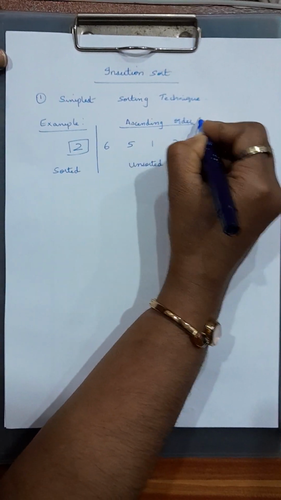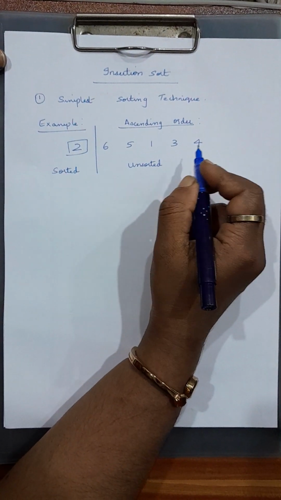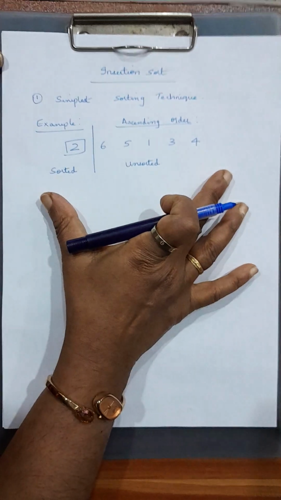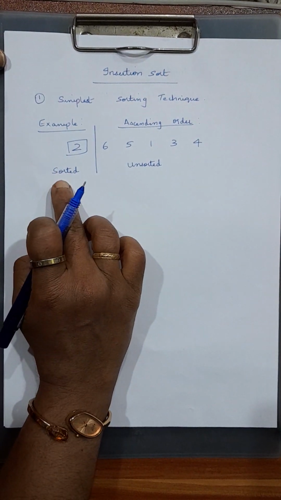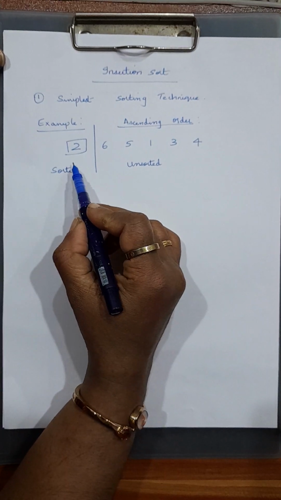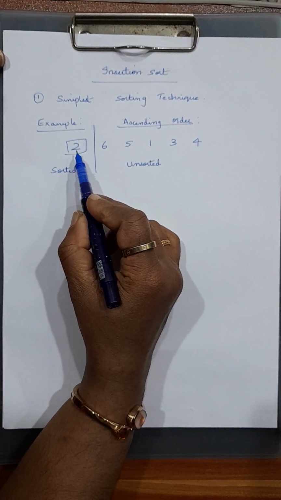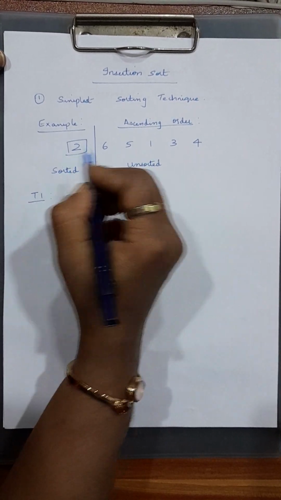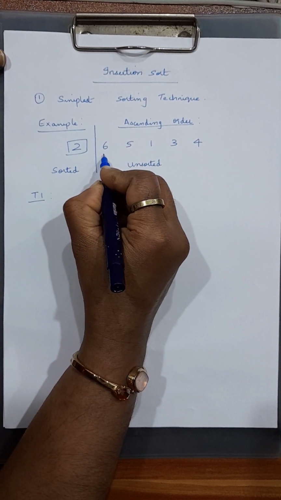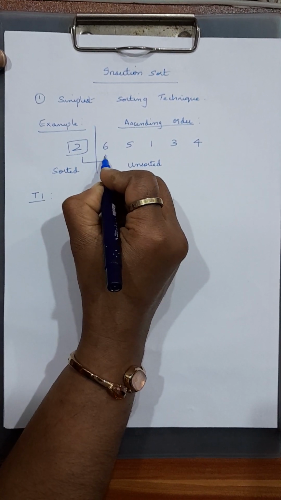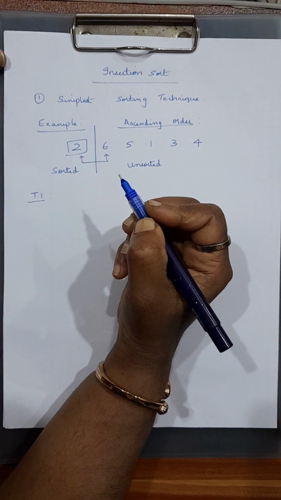So I have to finally get the order as 1, 2, 3, 4, 5 and 6. Okay, so before iteration, we are going to divide the list into two halves. The first half will have the sorted elements. Second half will have the unsorted elements. So the first element is assumed to be sorted. So my first iteration will be, we have to check the first element of the unsorted array with the element of the sorted array.